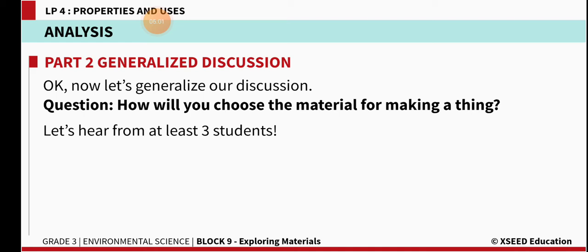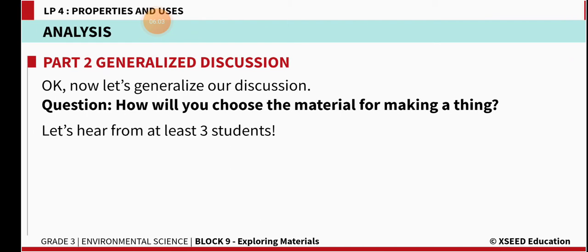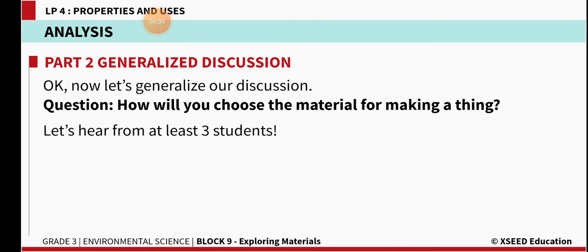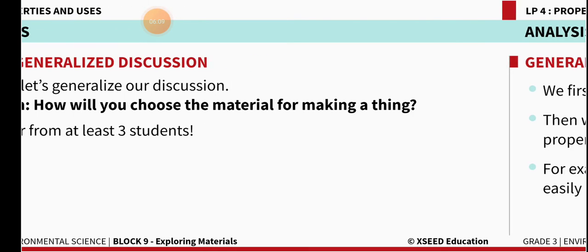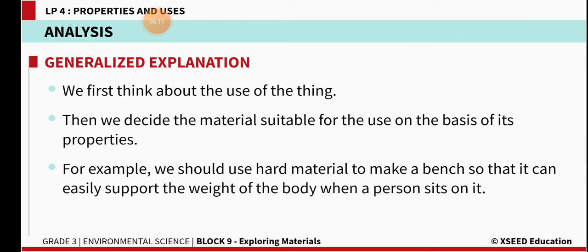Anything we make, we first look at its property, whether it is strong or soft. According to our use, we have to choose the material. We first think about the use of the thing, in what way we are using it. Then we have to decide whether the material is suitable for making those things or not, based on their property.